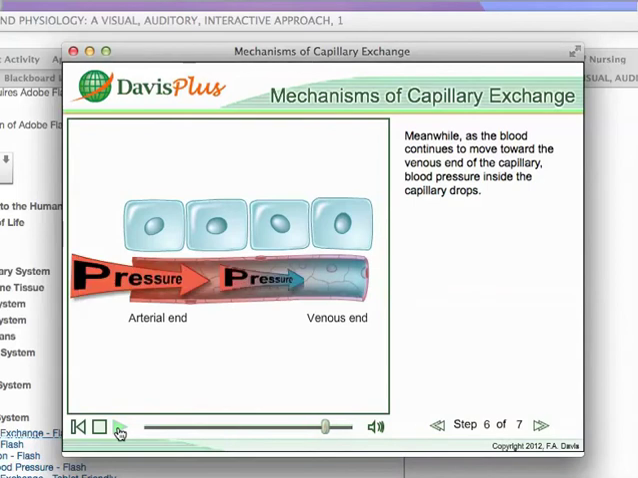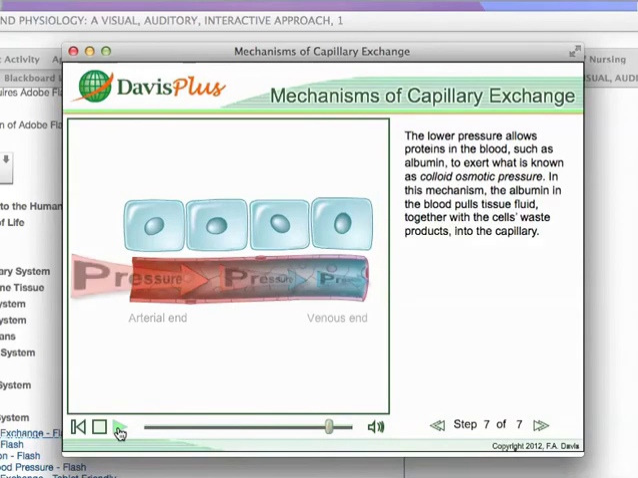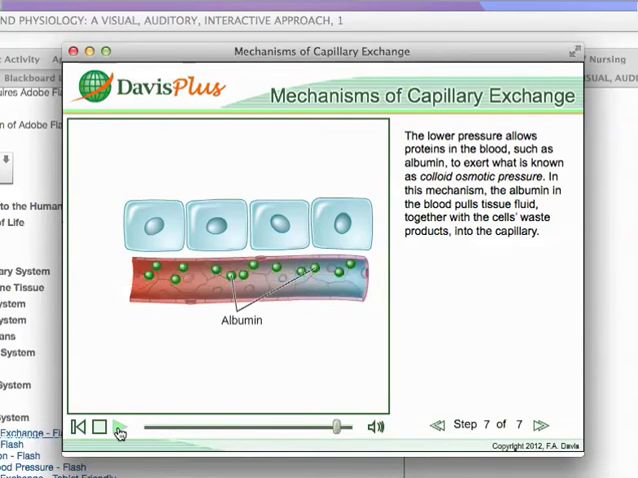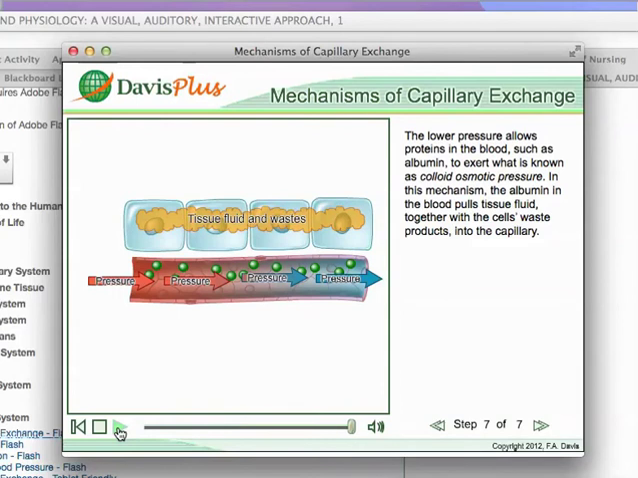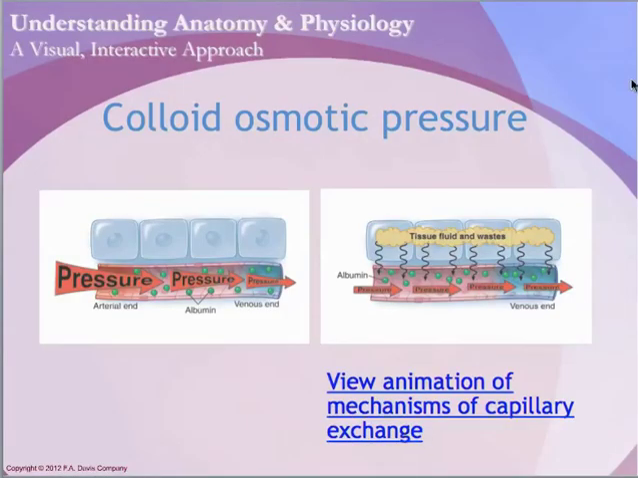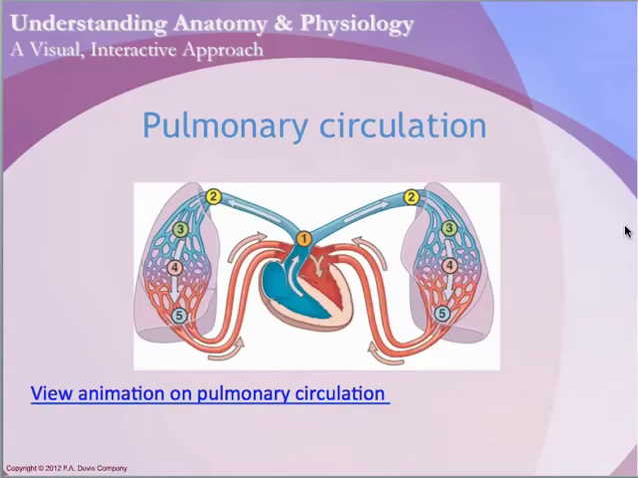Meanwhile, as the blood continues to move toward the venous end of the capillary, blood pressure inside the capillary drops. The lower pressure allows proteins in the blood, such as albumin, to exert what is known as colloid osmotic pressure. In this mechanism, the albumin in the blood pulls tissue fluid, together with the cell's waste products, into the capillary. So just a refresher of what I just was mentioning to you.